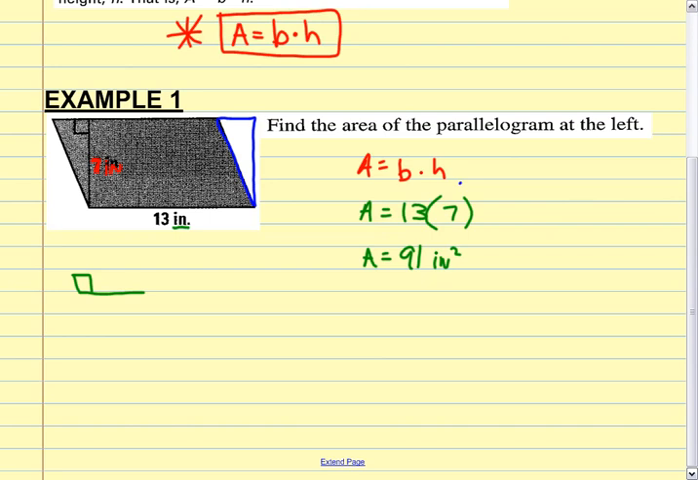Now, what kind of a figure does that make? What does that look like, right? It's a rectangle. And we know rectangles are base times height. So the area of this thing is still the same. All right? That's a nice job. Base times height. Thank you, John.